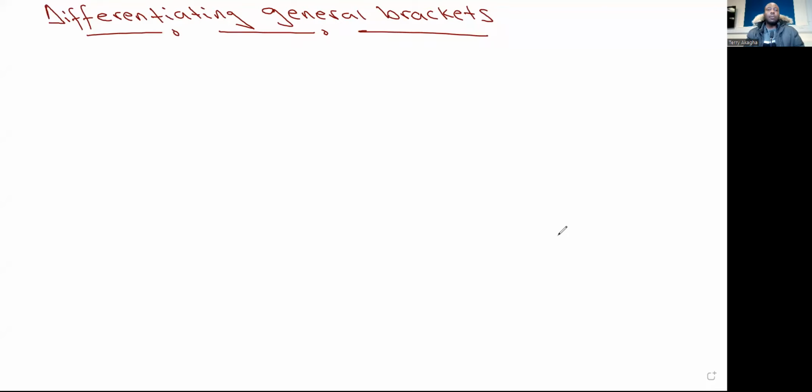So we're going to be talking about how to differentiate general brackets, okay? This rule is quite identical to the previous one when we talked about differentiating simple brackets, but in this case we're going to have a function. Don't worry, I'm going to talk about it.